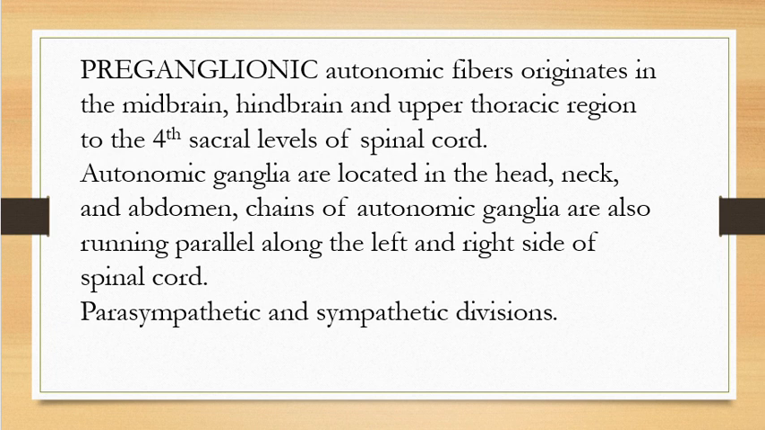So the origin of the preganglionic autonomic fibers and the presence of autonomic ganglia help us to distinguish the sympathetic and parasympathetic divisions of the autonomic system. This is very important: the origination of the preganglionic fibers and the location of the autonomic ganglia define which is the parasympathetic system and which is the sympathetic system.